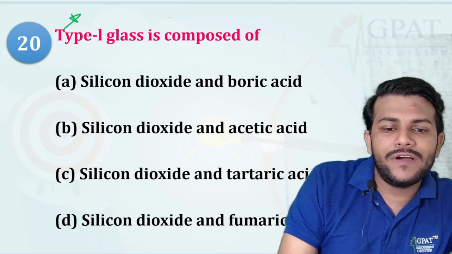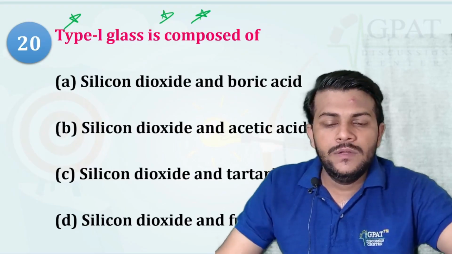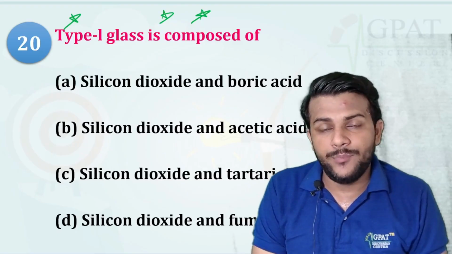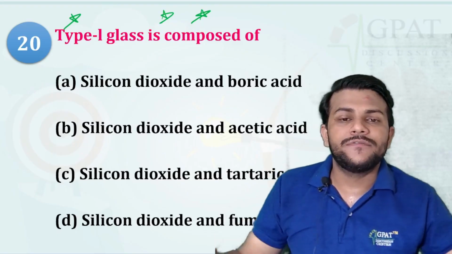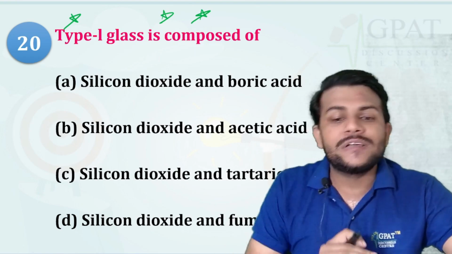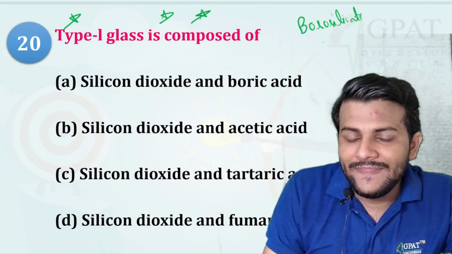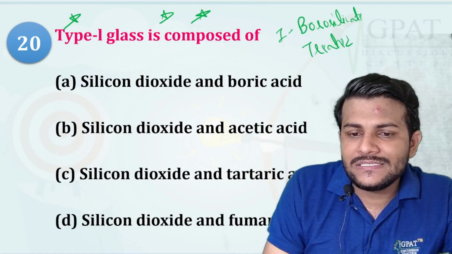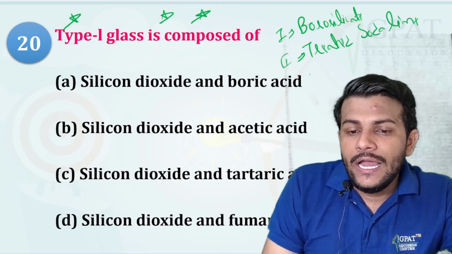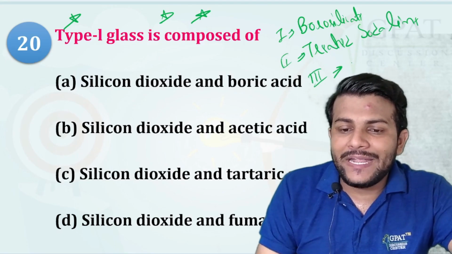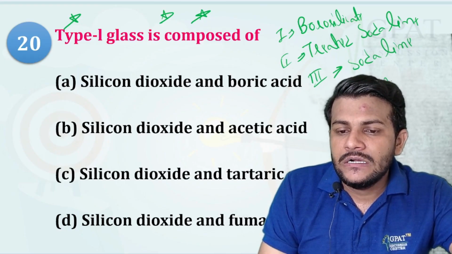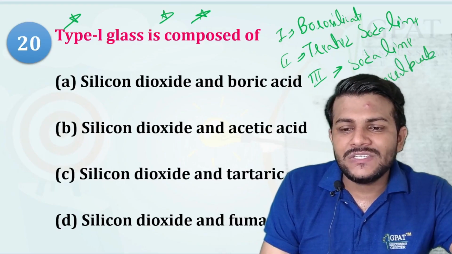Second, type 1 glass is composed of what? Basically, we have 4 types of glass. Type 1 is borosilicate, type 2 is treated soda lime, which you will read in the parenteral part of your pharma tech, third is soda lime, and fourth is general purpose glass.